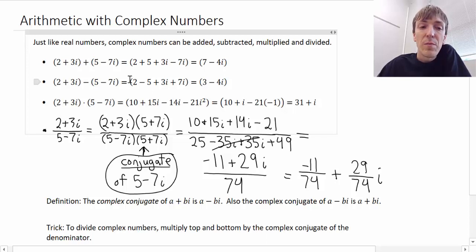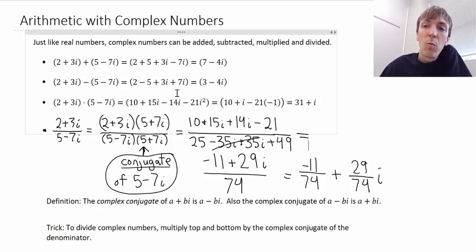Same thing with subtraction pretty much, although just keep in mind, just like with polynomials, I want to remember to distribute the minus. So when I see minus 5 minus 7i, that minus minus is going to end up becoming a plus. So as long as you keep that in mind, you'll do fine with subtraction.